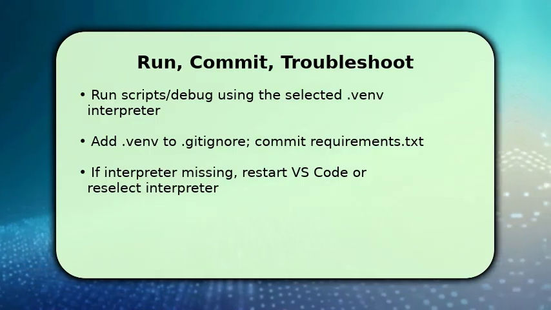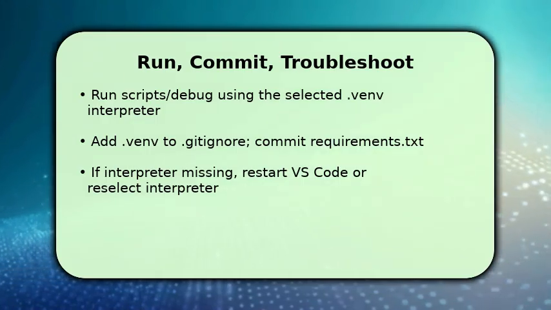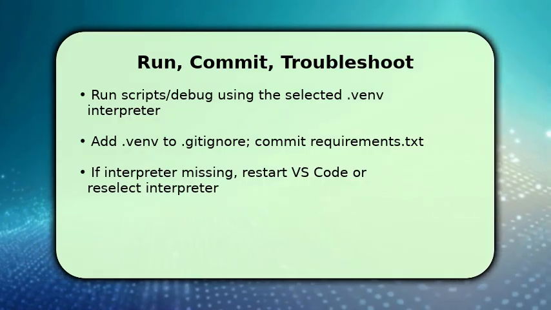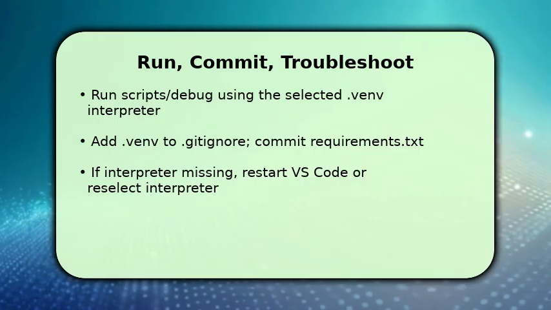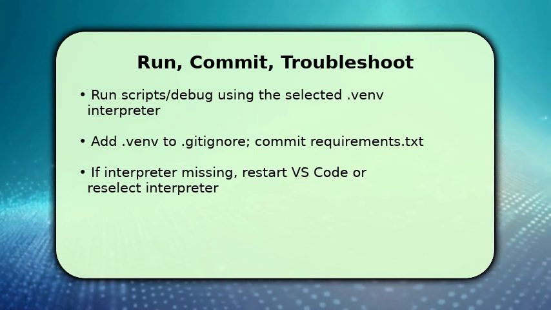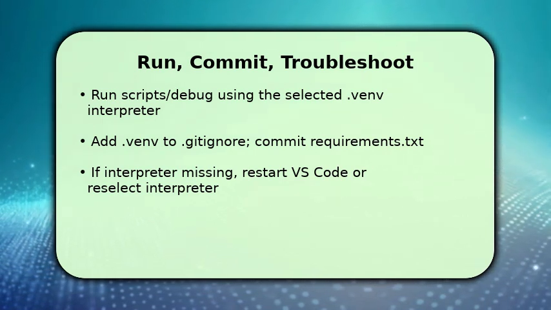If something goes wrong, like VS Code says no interpreter, first reselect the interpreter, then reload the window or restart VS Code. This typically resolves path or environment discovery issues. If not, recreate the venv and repeat the select and activate steps.